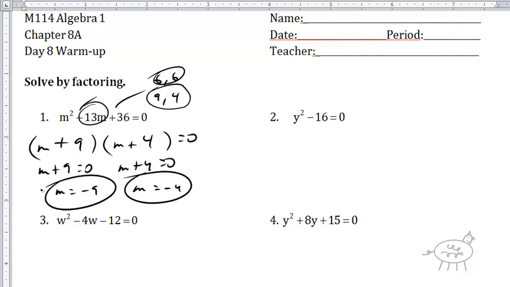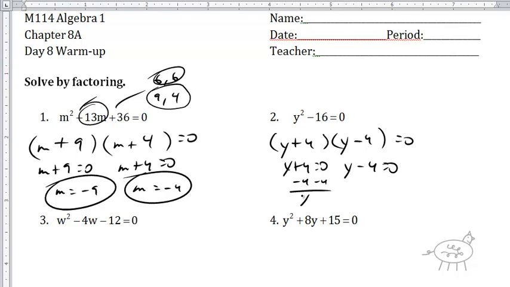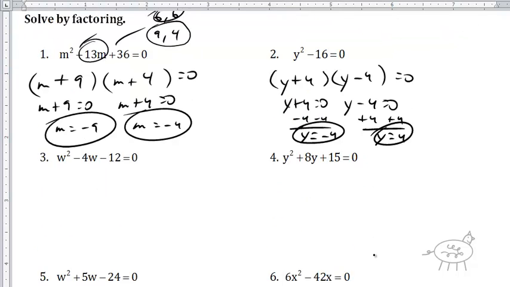Okay, pretty easy. Okay, this one is a difference of two squares, so it's going to be y plus 4 and y minus 4 equals 0. So y plus 4 equals 0, y minus 4 equals 0. So I subtract 4, show my work here a little bit. So y equals negative 4, and I add 4. So y equals 4. Okay, not bad.